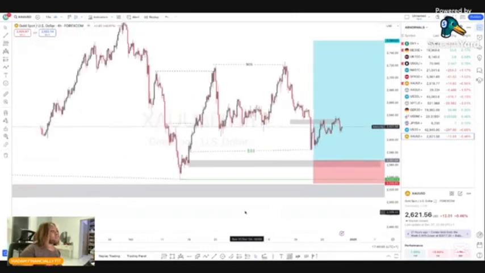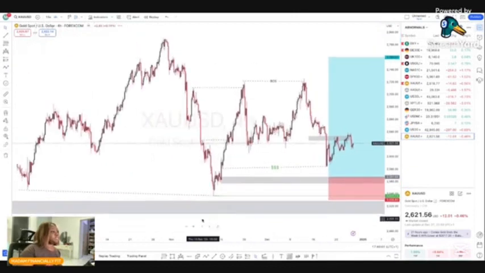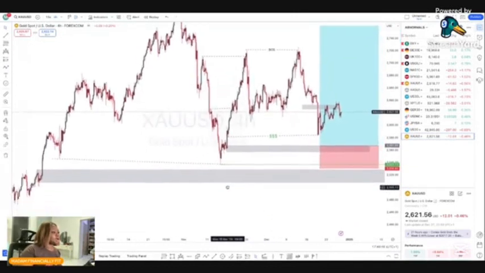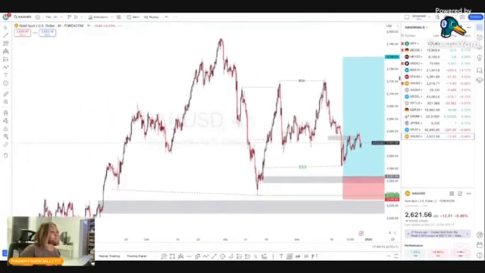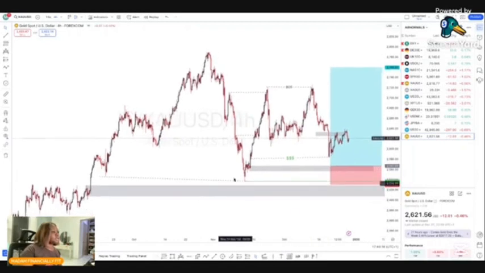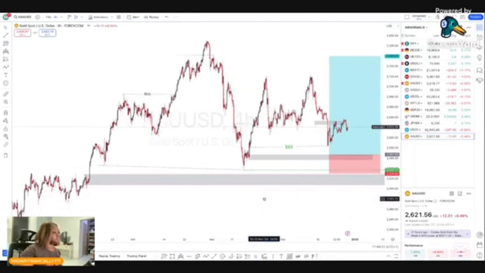Now for gold, I am looking for a buy on the 1 hour. I mean on the 4 hour. Now, if you can clearly see, that is a break of structure to the upside. Okay.